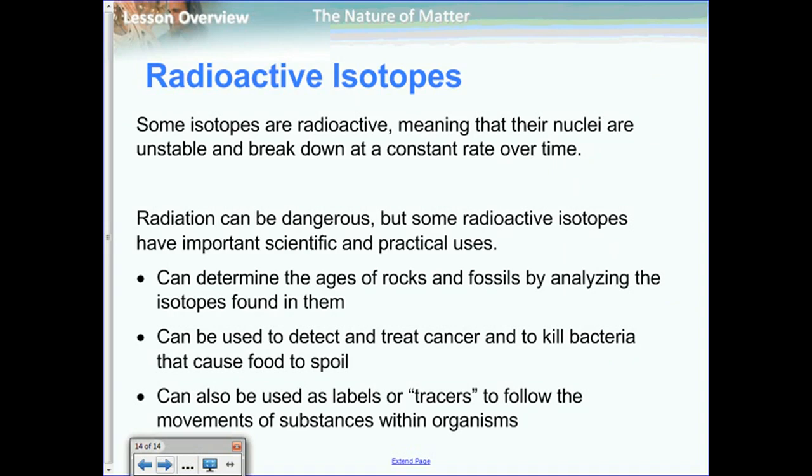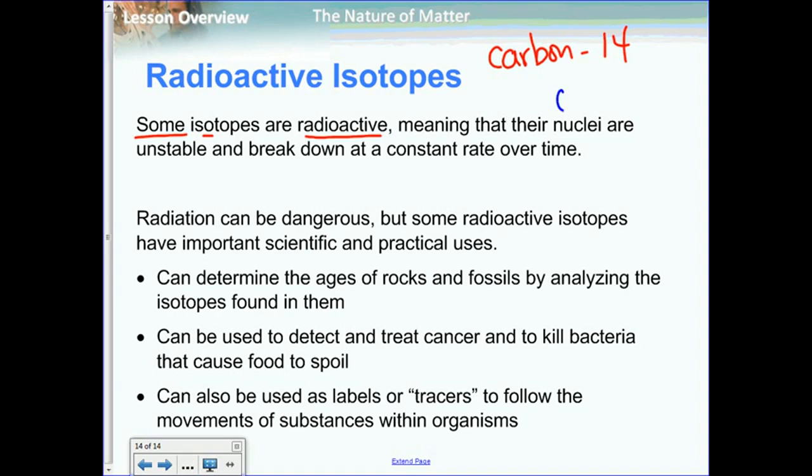So what is different about isotopes? So why do we care? If they all have the same chemical properties and react the same, what do we really care about? What we do care about is that some of the isotopes are radioactive. The radioactive isotope for carbon that we've been talking about is carbon-14.